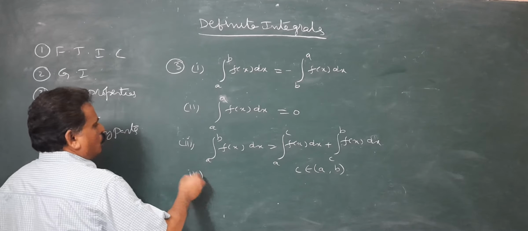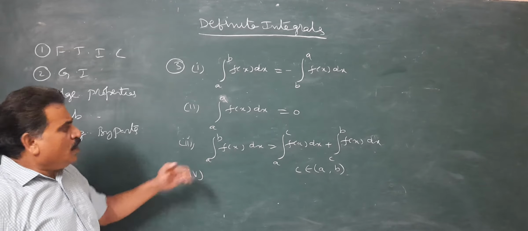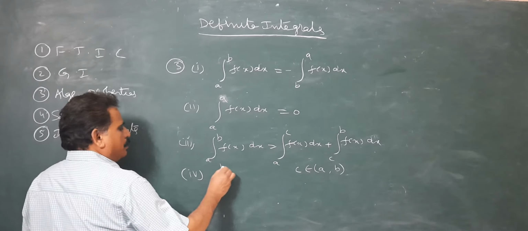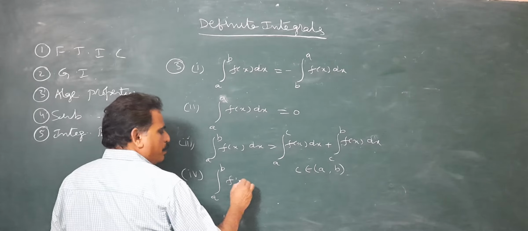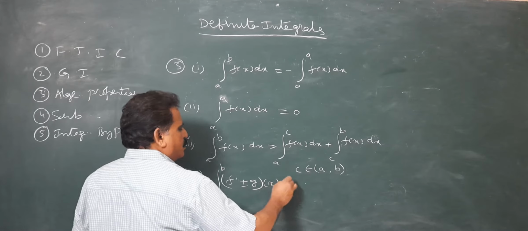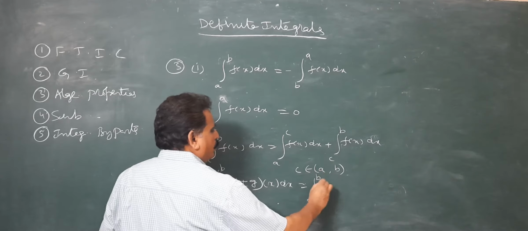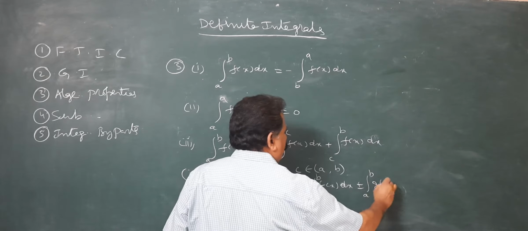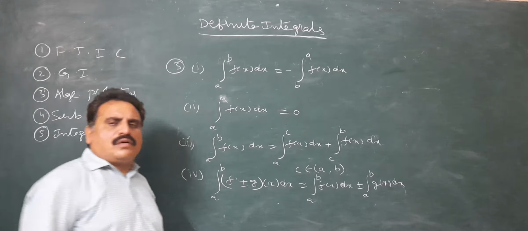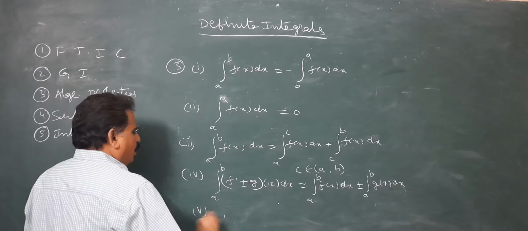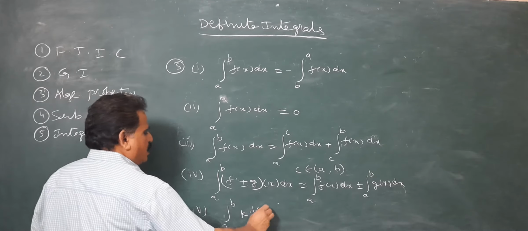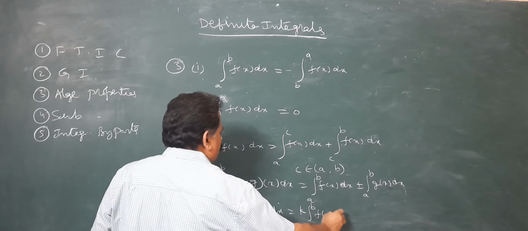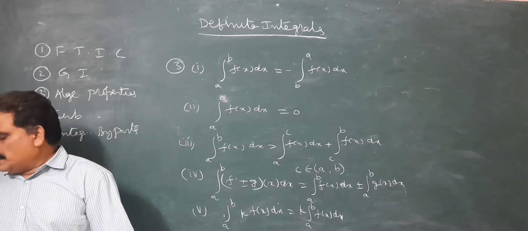Now, fourth one, next point. If f and g are 2 integrable functions, integral a to b (f plus or minus g) of x dx, we can separate that: integral a to b f of x dx plus or minus integral a to b g of x dx. If there is a constant, for example, integral a to b k f of x dx, k is constant, so we can write that k before the integral a to b f of x dx. We can separate that constant k.